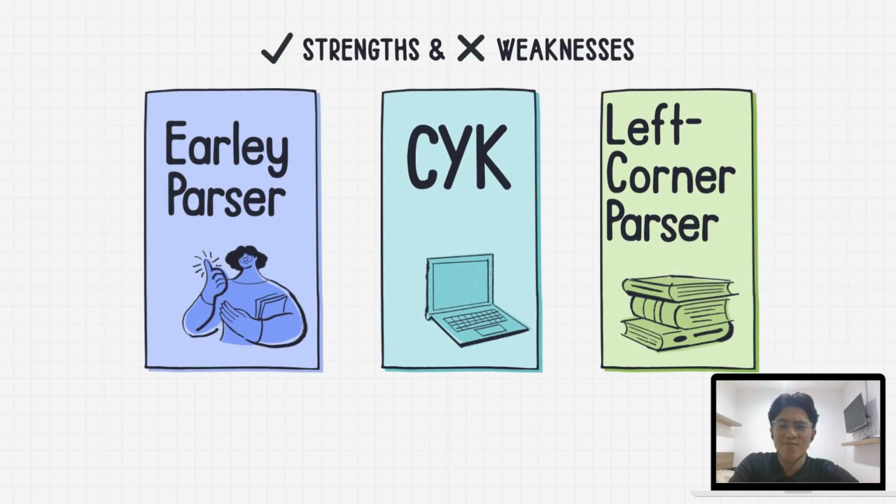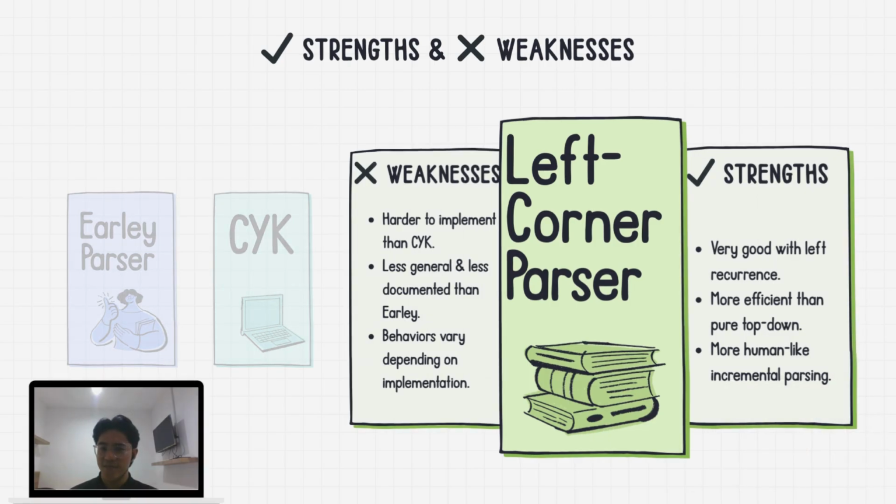Enough talking about CYK. Let's move on to our last algorithm. Oh wait, the last strategy. The left corner parser has several advantages. It handles left recursion very well, making it more efficient compared to the pure top-down approach when dealing with grammars that naturally expand on the left. It also supports human-like incremental parsing, meaning it processes input in a way that resembles how humans understand sentences piece by piece.